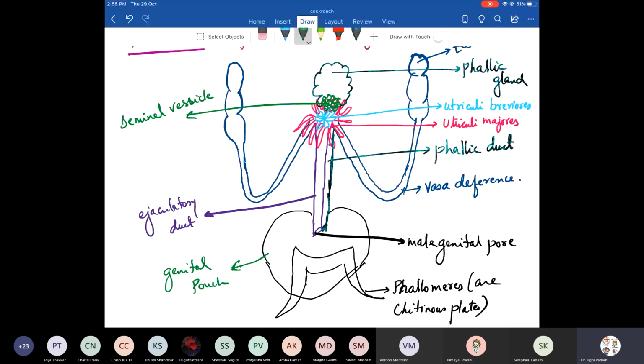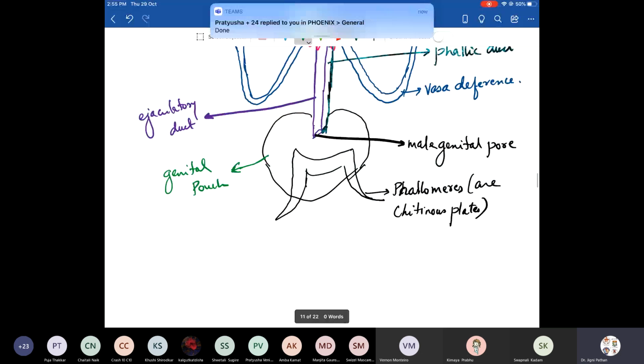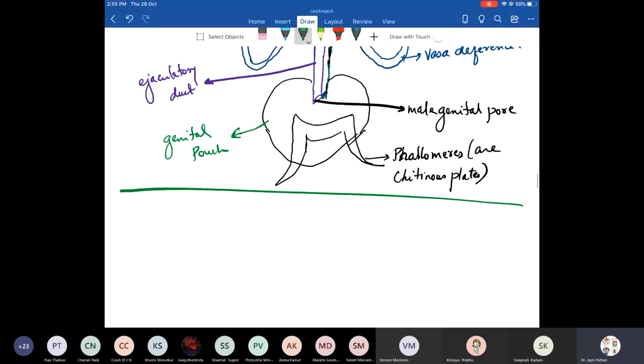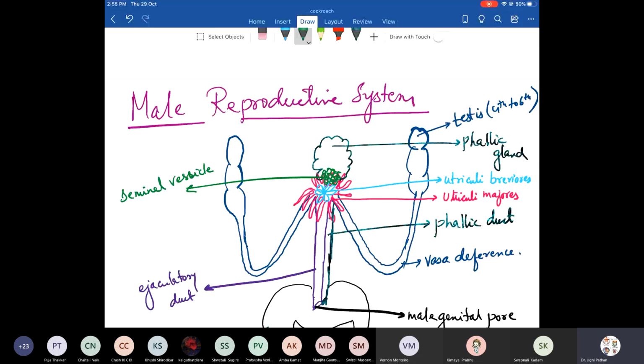Now listen to me. We're discussing the male reproductive system. Testis is present from fourth segment to sixth segment. Important question. Each testis is formed of 3 to 4 lobes in which sperms are produced. Where is the sperm produced? In the testis. Where is the testis located? 4 to 6 segment. How many lobes? 3 to 4 lobes. The testis continues into vasa deferens.